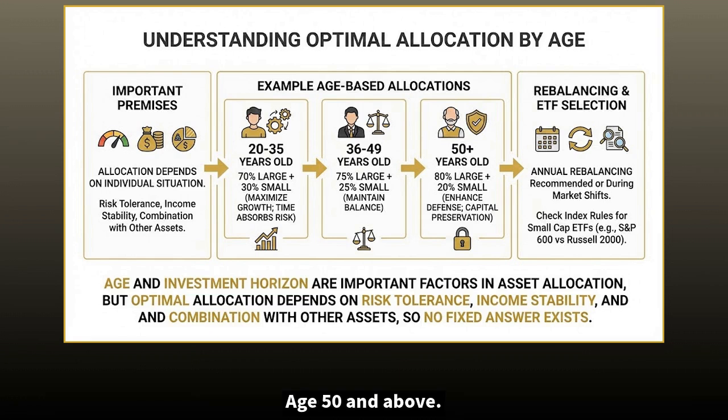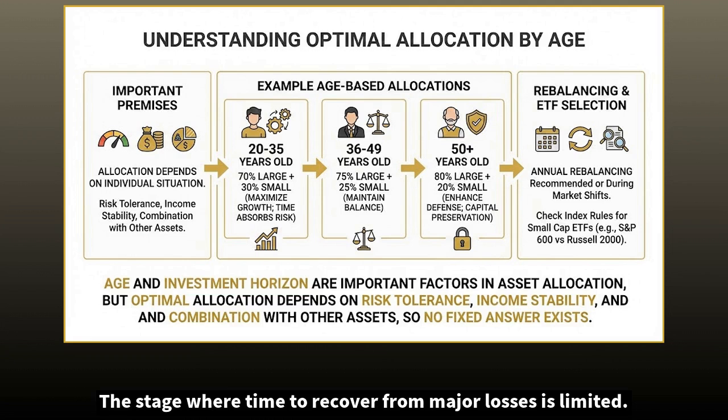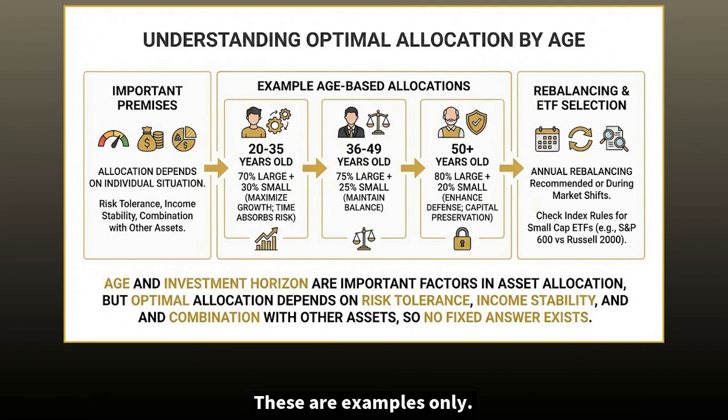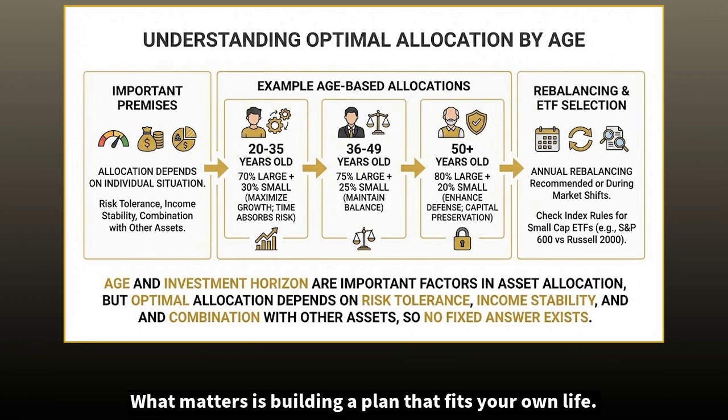Age 50 and above. A direction of large cap 80%, small cap 20%. 10 to 20 years until retirement. The stage where time to recover from major losses is limited. These are examples only. Research from firms like Vanguard also holds that optimal allocation depends on individual circumstances. What matters is building a plan that fits your own life.